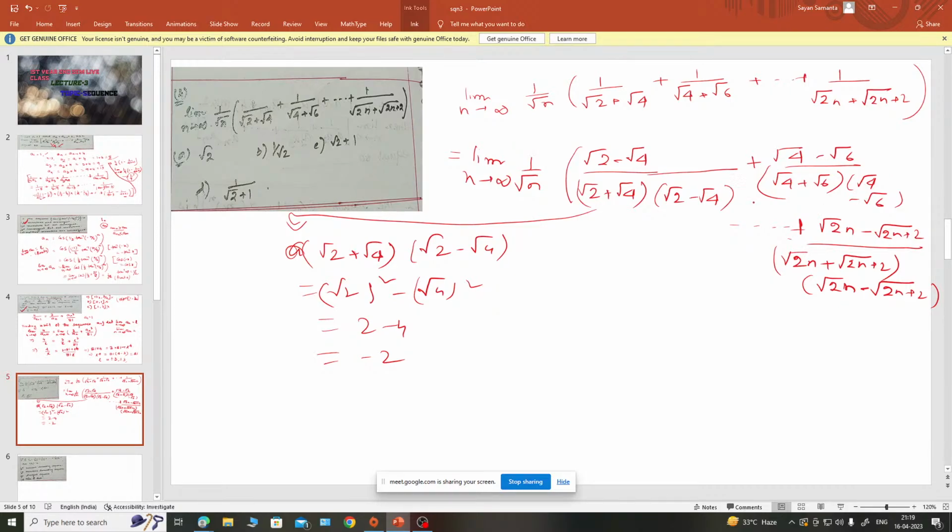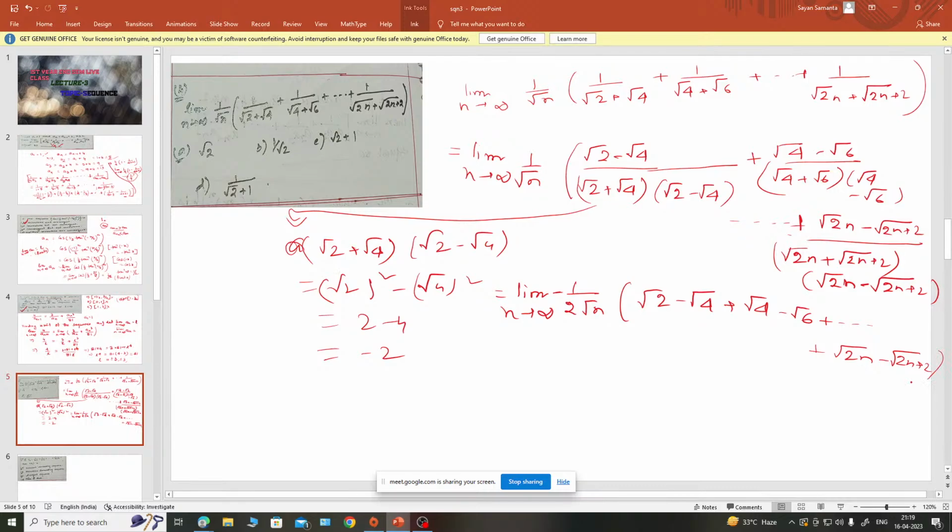So if we take common minus 1 by 2, we get limit n tending to infinity 1 by minus 2 root n. So here we see that root 2 minus root 4 plus root 4 minus root 6 and so on. We can find root 2n minus root 2n plus 2. Is it clear to everyone?